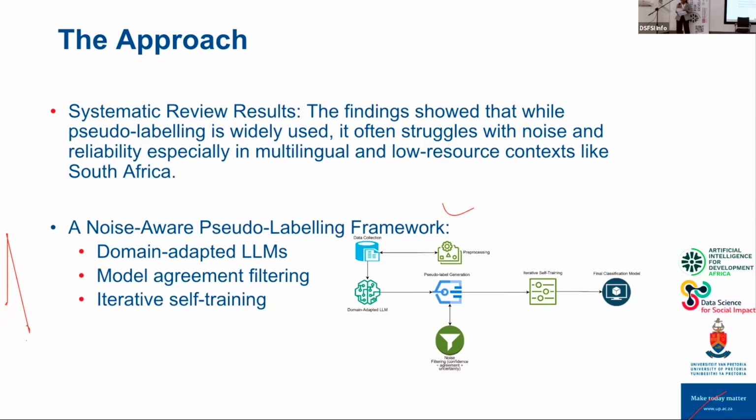The impact: the proposed framework aims to reduce the noise and improve classification accuracy, even when working with limited and complex data, and also create more reliable NLP systems, especially in code switch and low resource settings. The broader impact is also significant. Ultimately, this research will contribute to bridging the digital language divide, ensuring that South African languages are not left behind in the development of intelligent systems.